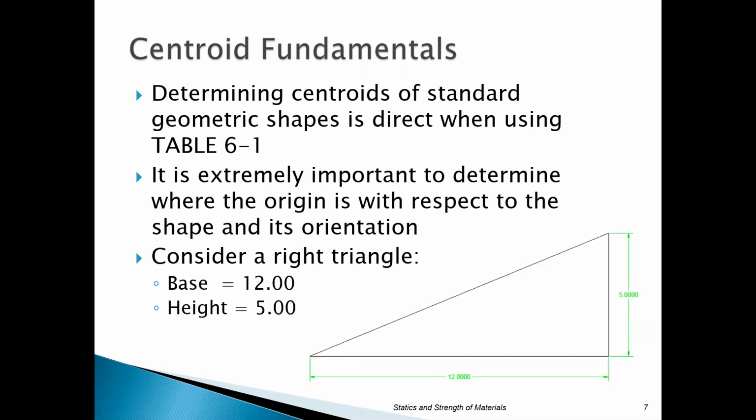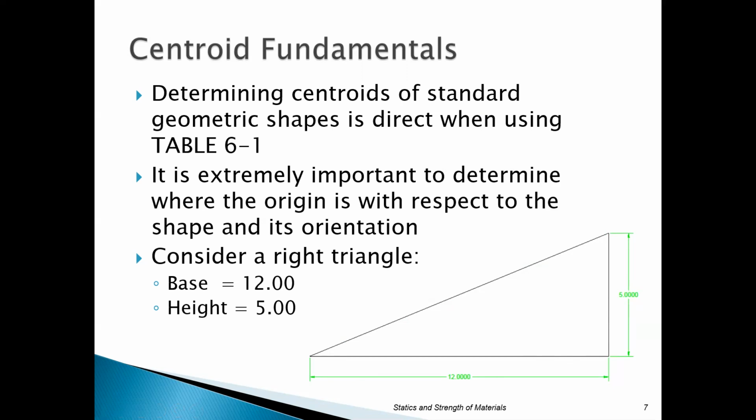So let's consider this right triangle. We have a right triangle that has what I'm calling a base of 12 and a height of 5. Now, if we rotate that triangle 90 degrees, this could actually be the base, and that could be the height. So that's going to be an issue.